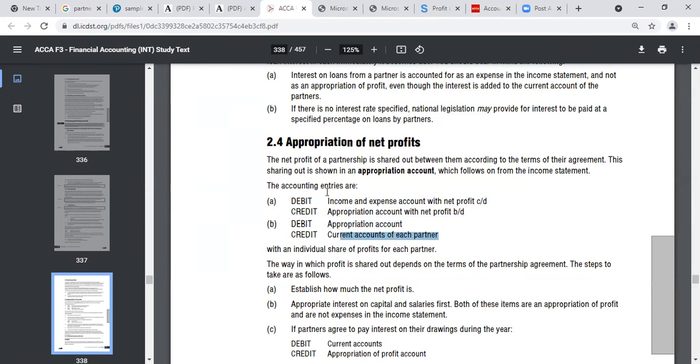So those are the two entries. One is bringing in whatever we are going to make adjustments to, and the other is looking at what we are removing from this account. So that is very important.